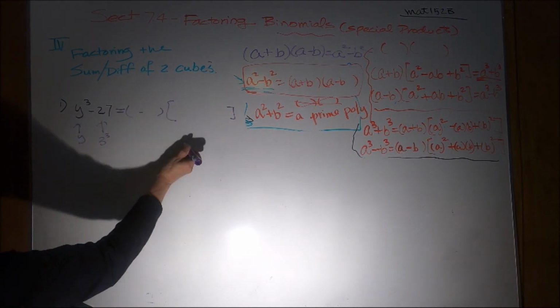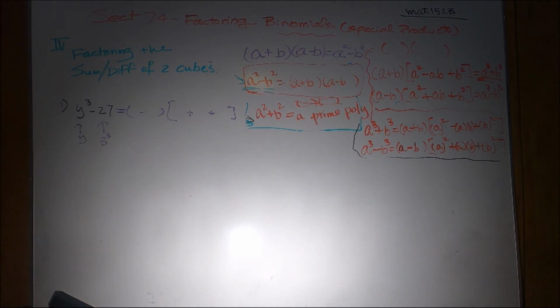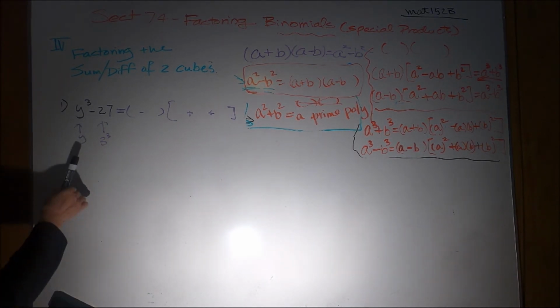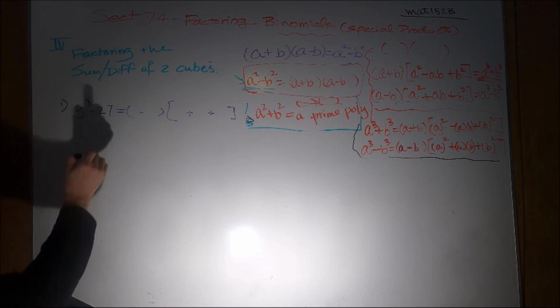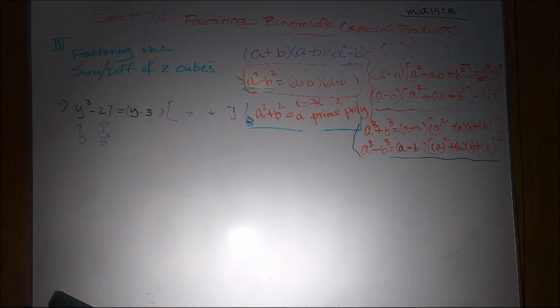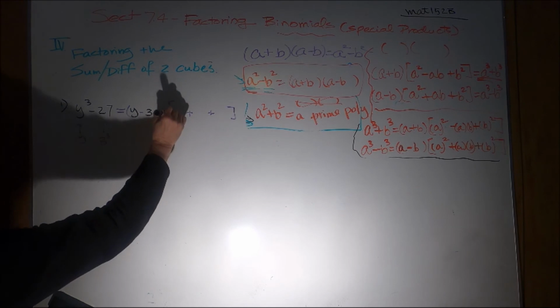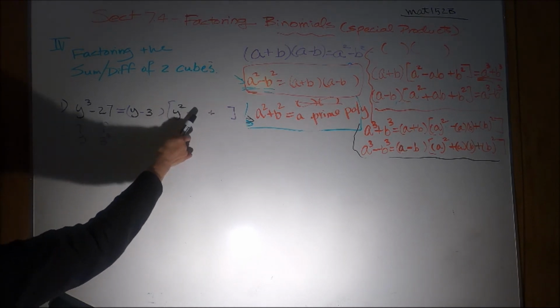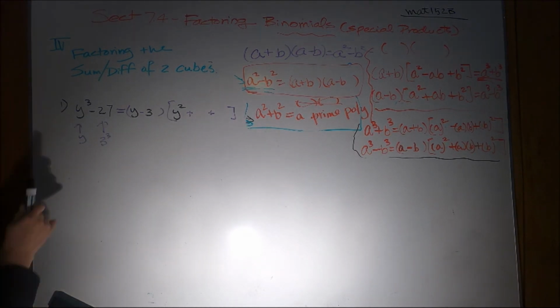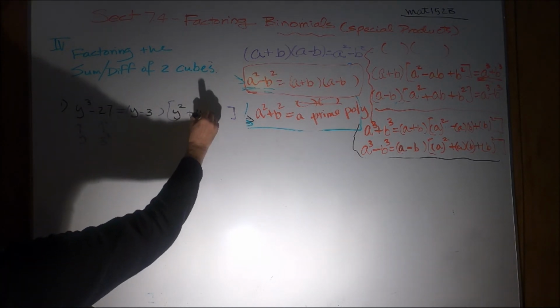Negative, so you put a negative here, positive here, right? So that's your y and 3. So you feed in your a and b, y and 3. And the second one is what? A squared. So y take a square, y squared. Then the second term is what? Multiply them together, 3 and y, so you have 3y.